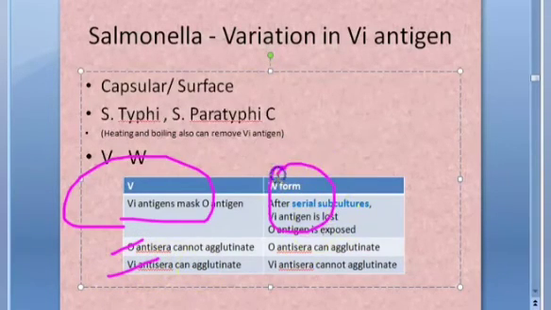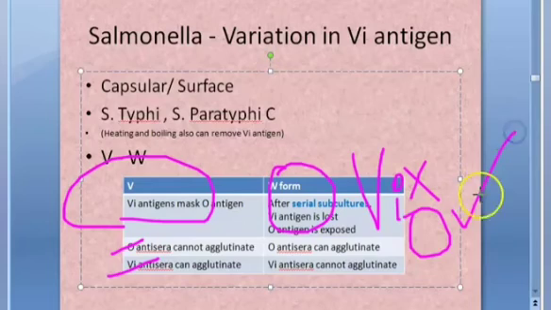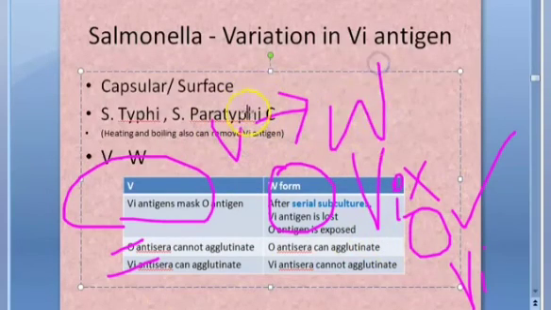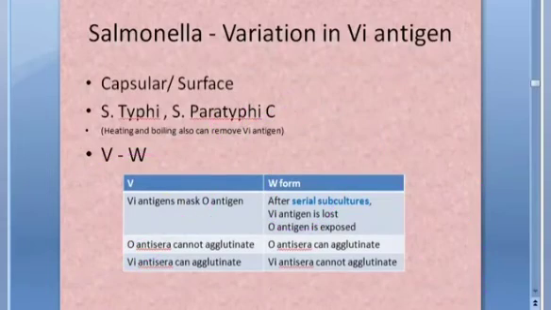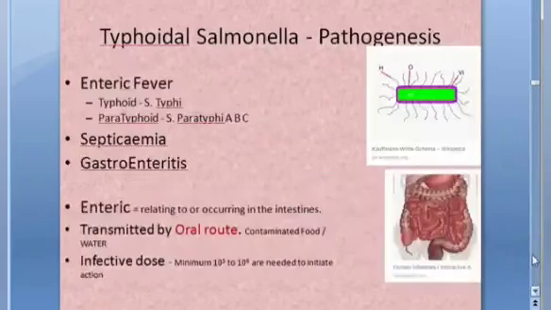Now coming to the W form, in this W form there is no Vi itself. So O is exposed here. As O is exposed, O antisera can agglutinate this and Vi antisera cannot agglutinate. As simple as that. So after serial subculture, this V can become W. W means it does not have Vi. In the next video, we will continue with the pathogenesis, etc. Okay.